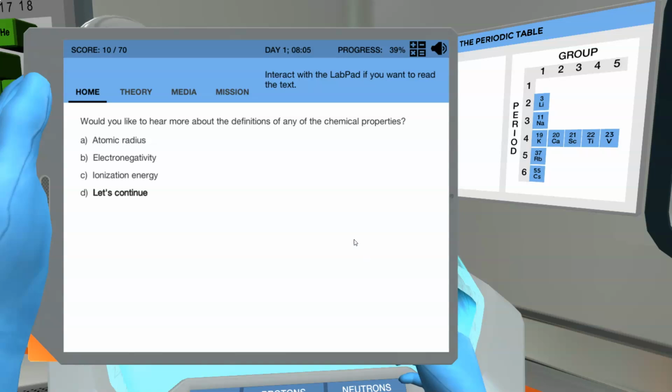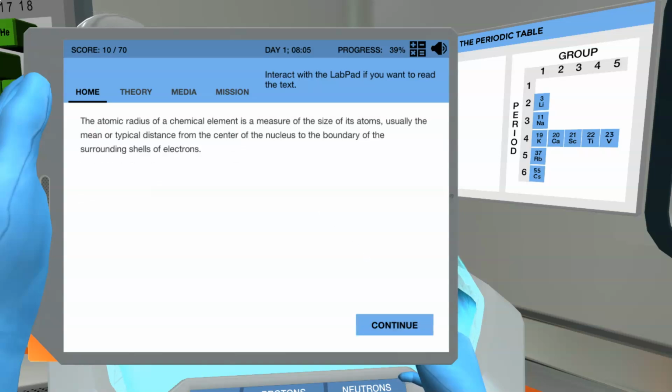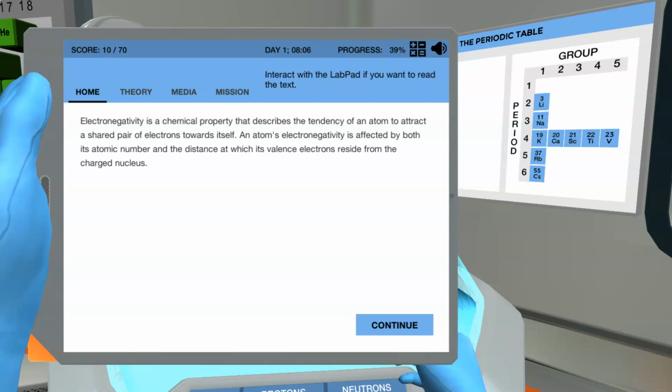Would you like to hear more about the definitions of any of the chemical properties? The atomic radius of a chemical element is a measure of the size of its atoms, usually the mean or typical distance from the center of the nucleus to the boundary of the surrounding shells of electrons. Electronegativity is a chemical property that describes the tendency of an atom to attract a shared pair of electrons towards itself. An atom's electronegativity is affected by both its atomic number and the distance at which its valence electrons reside from the charged nucleus.